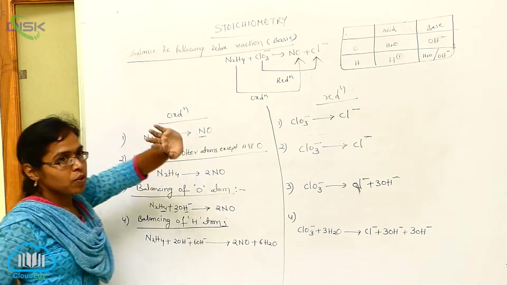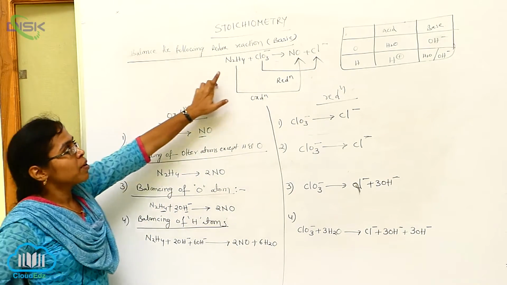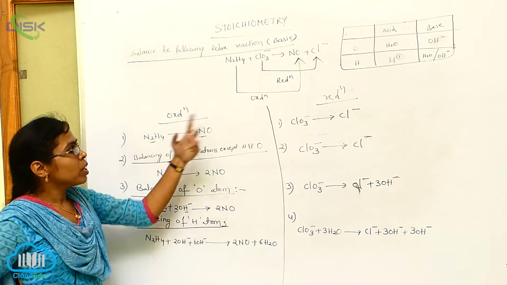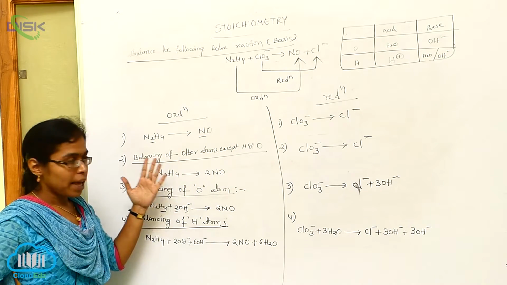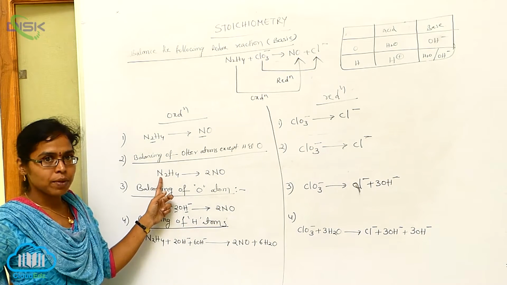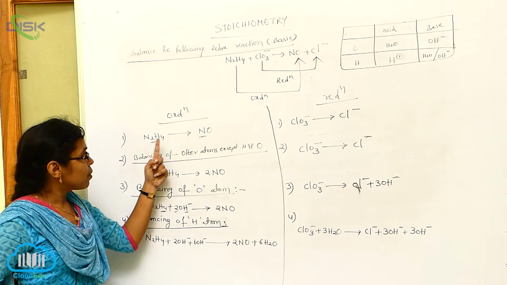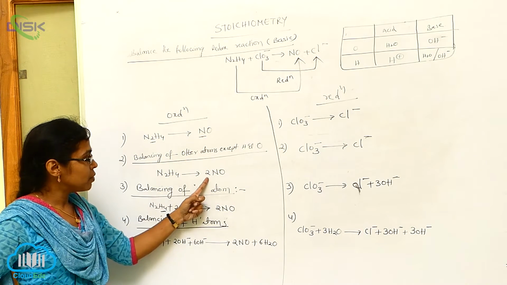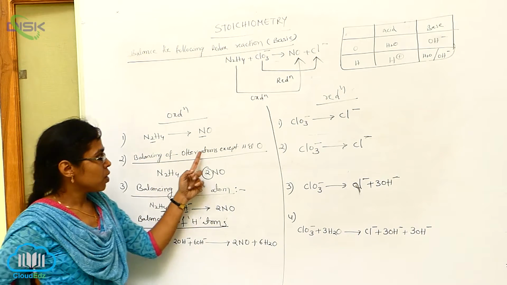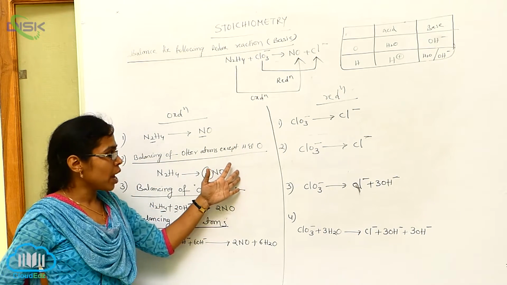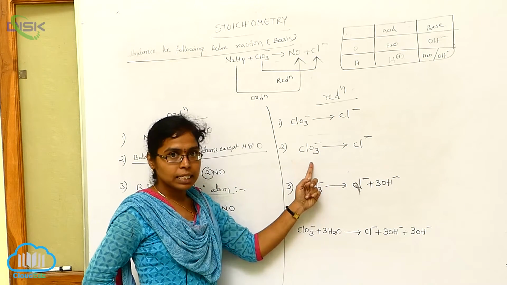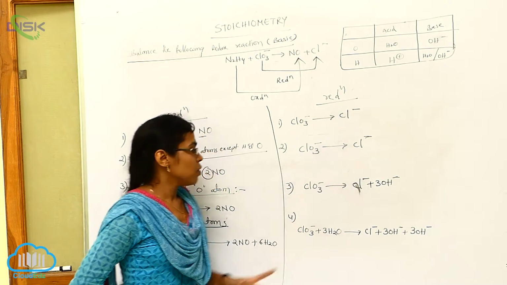So don't confuse. Once again I repeat, it is the basic medium redox reaction. So first step, I have already separated oxidation and reduction. At the second step I am balancing atoms other than oxygen and hydrogen, that is nitrogen atoms. Here 2 nitrogen atoms are present, here 1 nitrogen atom. So that's why I am putting an extra 2 here. Here 1 chlorine, here also 1 chlorine, so there is no balancing necessary.